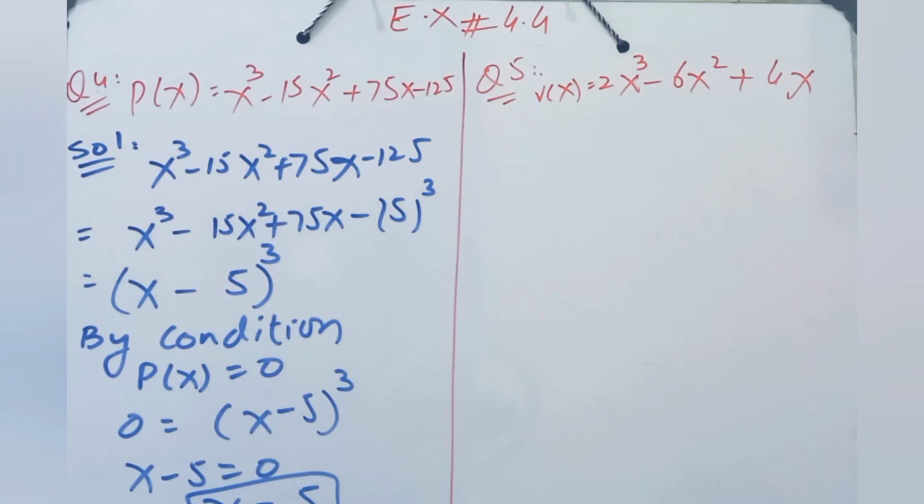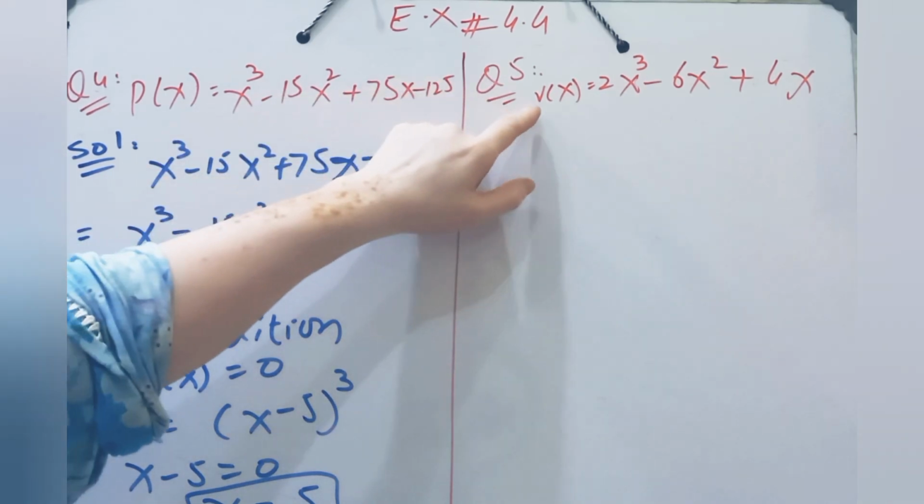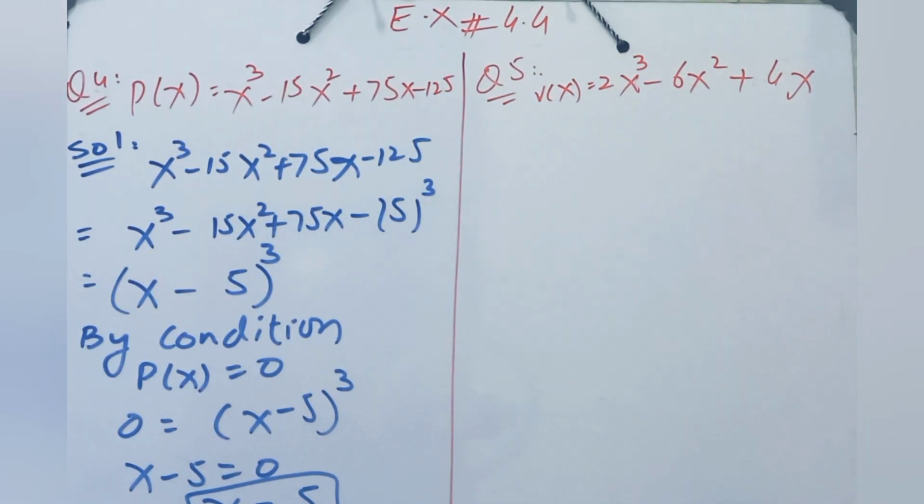Okay, now the next question is question number 5, where an electric field and potential energy are also given. The potential energy at the end becomes equal to 0. Similarly, from this question, by the condition, V of x is equal to 0.